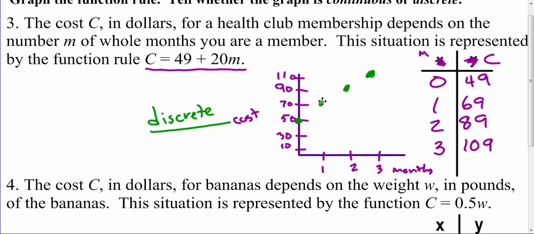There it is for 0, for 1, for 2, for 3. So there is a linear pattern, but it's not a continuous pattern. We can't do 1.73 months. They don't offer that. It says whole months. So we're going to make it a discrete graph. We're paying 1 month at a time.